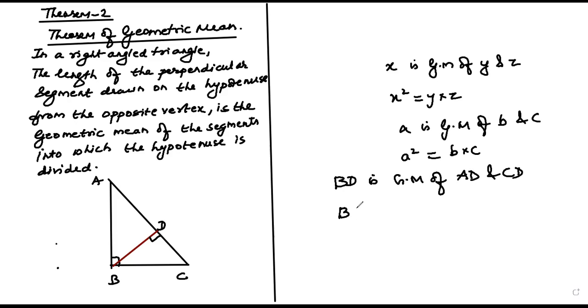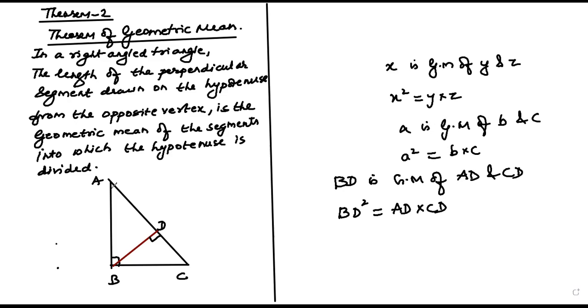मतलब formula क्या आएगा? BD square. जैसे x is geometric mean of y and z, so x square equal y into z. A geometric mean of B and C, A square equal B into C. So BD is geometric mean of AD and CD. So BD square equal AD into CD. Are you getting me here?